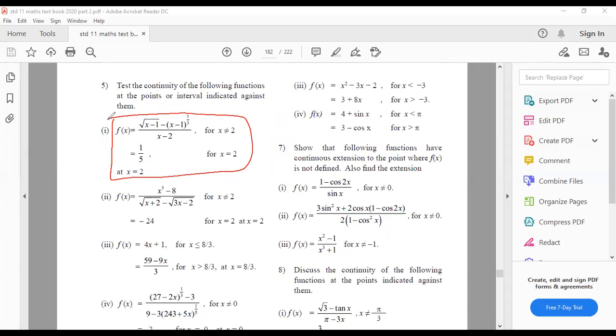f of x is root of x minus 1 minus x minus 1 raised to 1 by 3 upon x minus 2 for x not equal to 2, is equal to 1 by 5 when x is equal to 2. You have to test the continuity at x equal to 2.